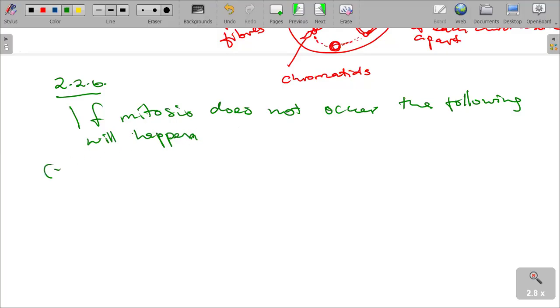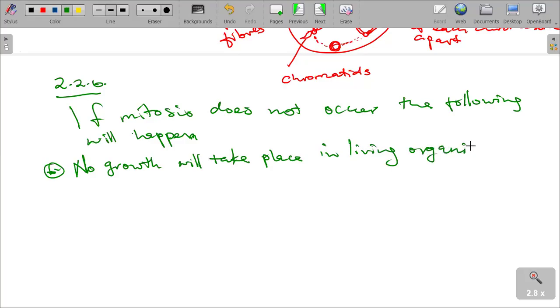One, no growth will occur in living organisms, because remember mitosis is responsible for cell growth. If mitosis does not take place, no growth will take place in living organisms.